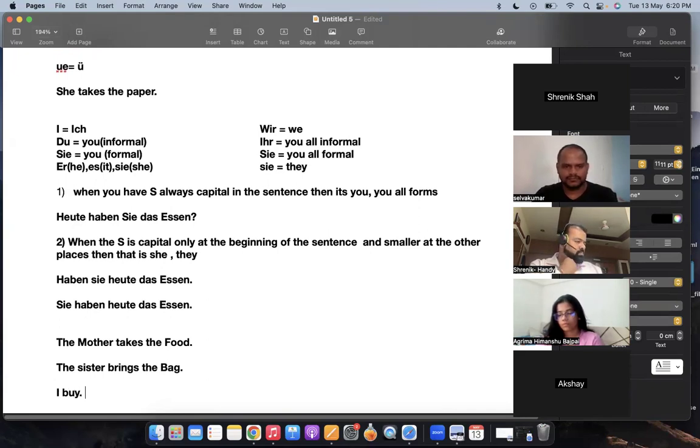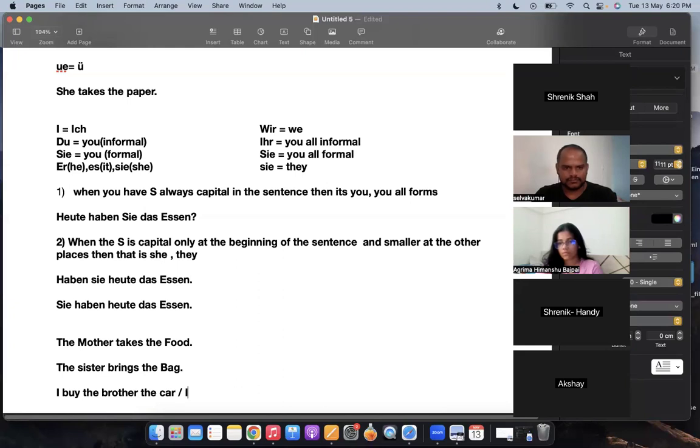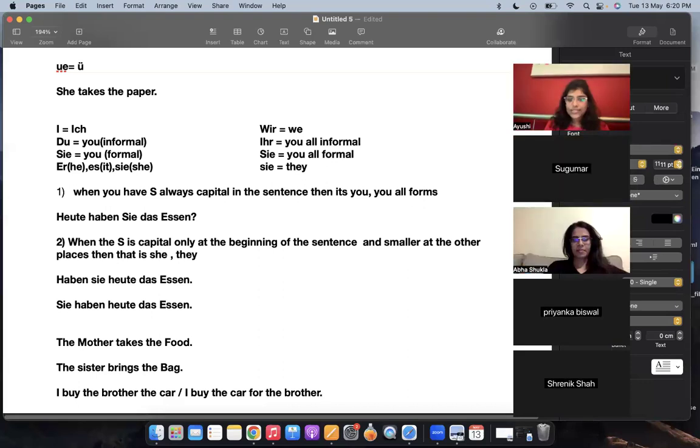I buy the brother the car. I am rich, I can buy my brother the car. I buy the car for the brother. There are two ways of doing it. One is in the dative and one is with a preposition. So these are three sentences. To understand if they're feminine, neutral, or masculine, you have to use the article. And after that, you have to understand if it's a subject, a direct object, or an indirect object. Okay, you have 10 minutes to complete this. Your time starts now.